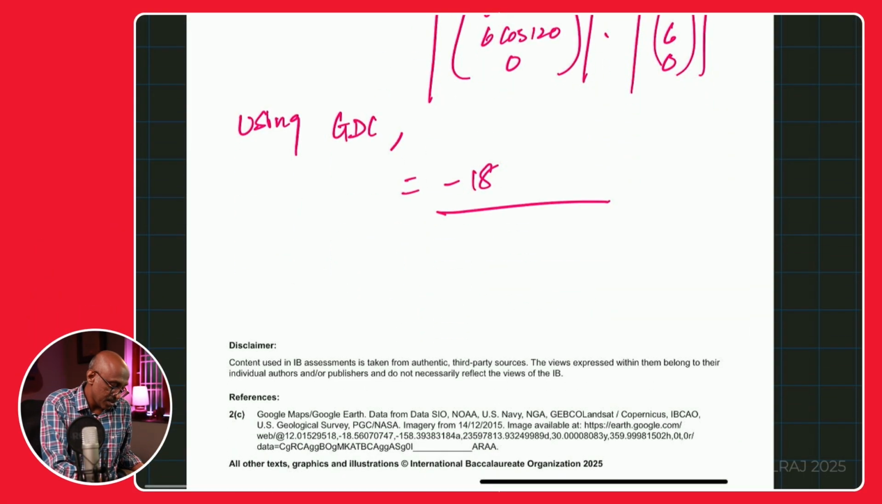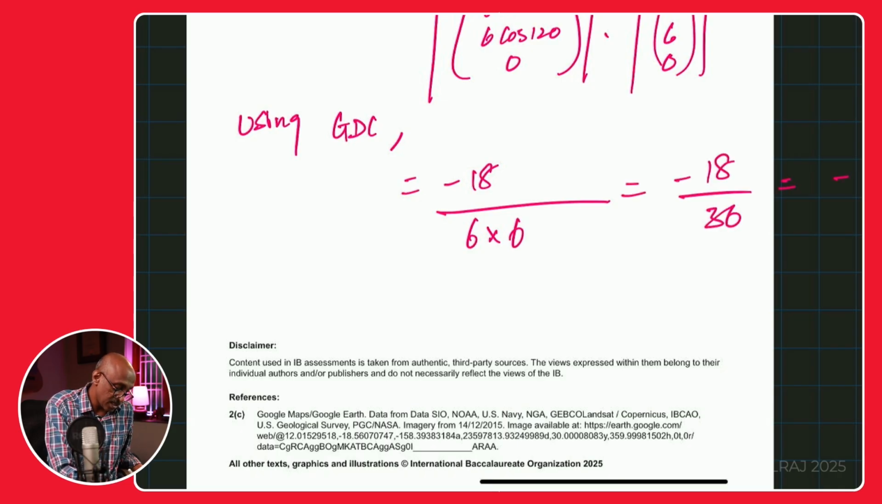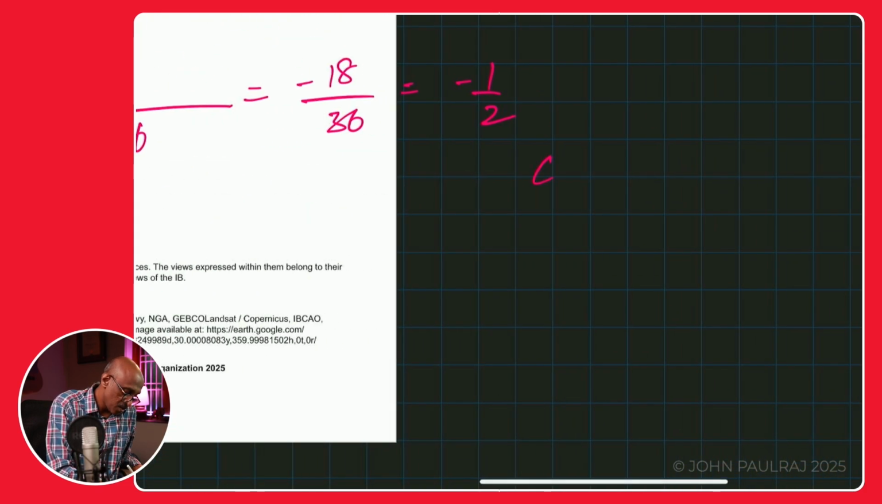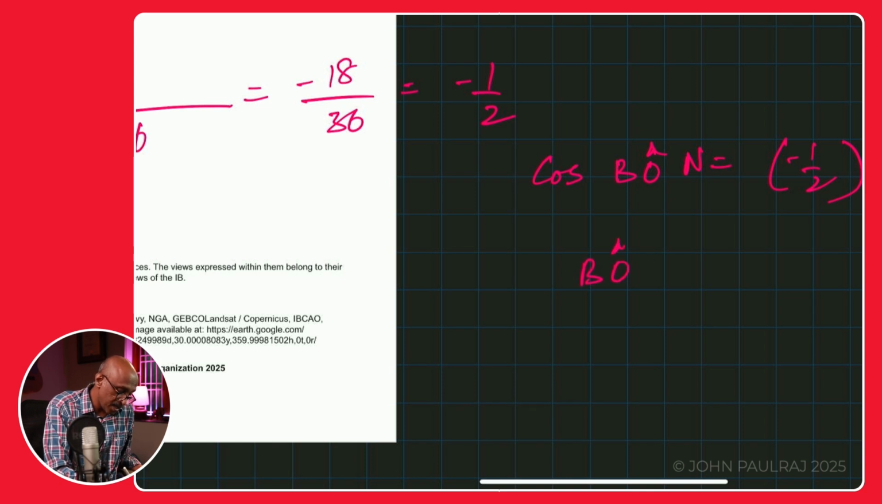So coming back here, this is basically just 6 times 6, so that's negative 18 over 36. That's just a negative half. So this is the cos of the angle BON. Cos of BON is a negative half. To be on the safe side, I'd say go and use the calculator again and find cos inverse of a negative half. See what the calculator says.